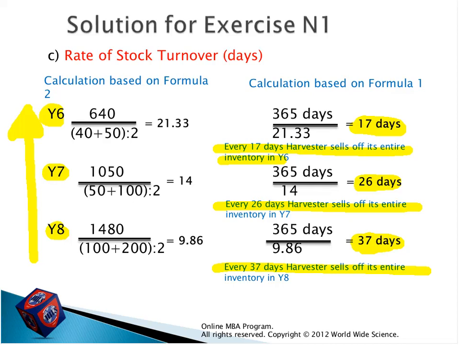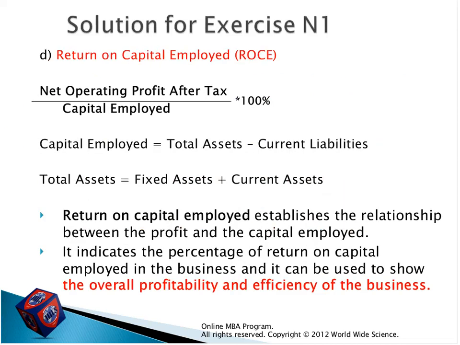Okay, let's move on. Next, we have the ratio return on capital employed, or sometimes it comes with the acronym ROCE. You can find it like this: ROCE, return on capital employed. So the formula is the following: you have to take your net operating profit after tax, which is net income after tax, divide it by your capital employed, and multiply by 100%. So net operating profit after tax is the same as the net income after tax.